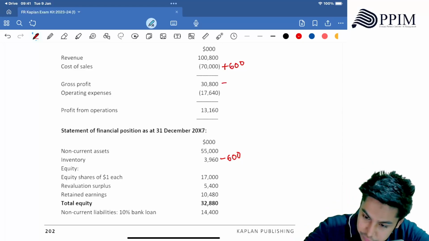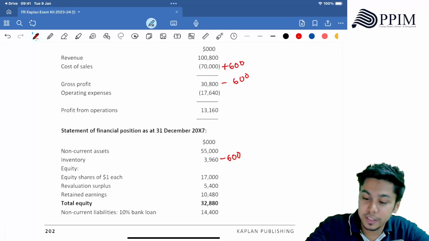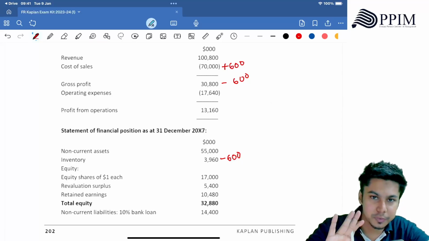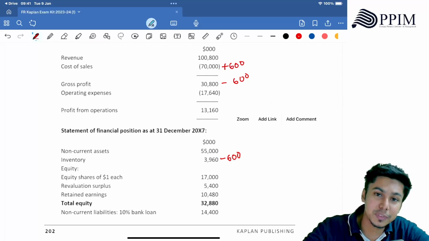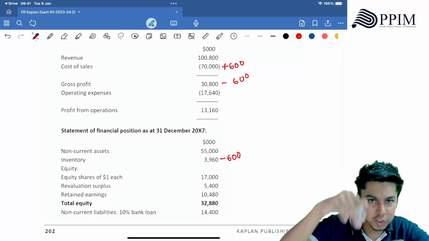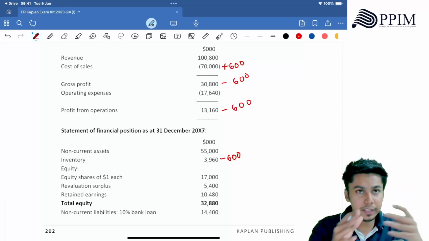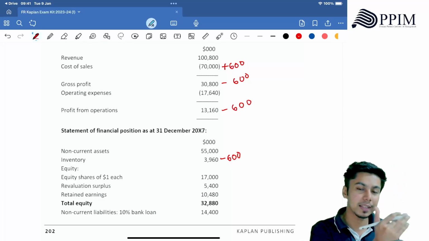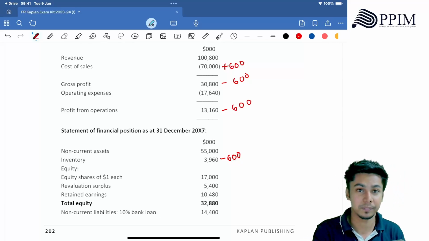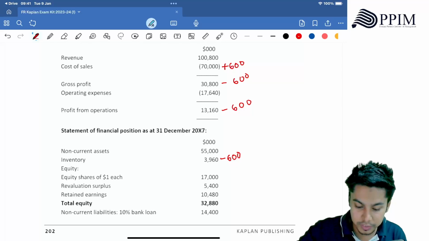Then this you have to adjust. Now think, if gross profit is going down by 600, operating expense won't get affected, but profit from operations will get affected. What will happen to that one, guys? That also will reduce. When gross profit goes down, operating profit also goes down. So like this, you have to see when I adjust something, what are the other effects that it's causing. Right, let's move to the down part. Non-current asset doesn't get affected. Inventory already adjusted. Equity share doesn't get affected.